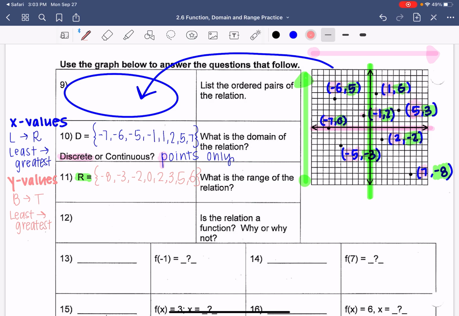Remember, domain is like reading a book. You've got to read left to right. But range is like climbing a ladder, riding an elevator, being on the Superman. You start at the bottom and you go to the top. Okay, is this relation a function? Yes. Okay, and it's because all x values are unique.